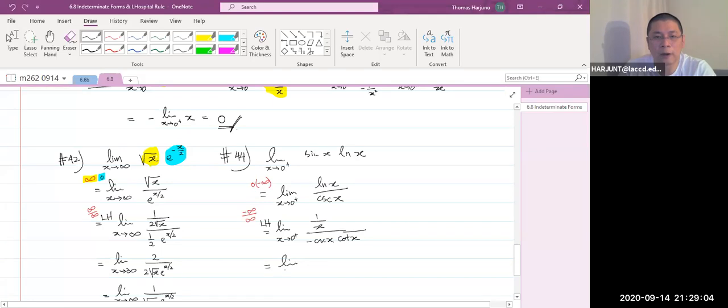Let's simplify. Let me take the negative to the middle here. 1 over x, I put the x at the bottom. Cosecant x at the bottom, I make it sine x on the top. Cotangent x at the bottom means cosine x at the bottom, sine x on the top.